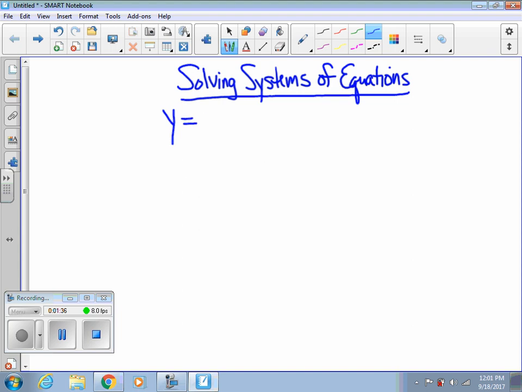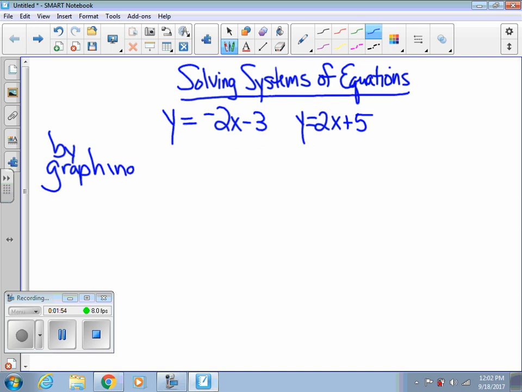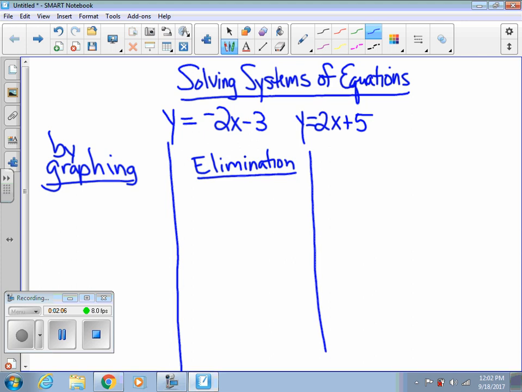So y equals negative 2x minus 3 and y equals 2x plus 5. We're going to do it graphically by graphing, by elimination, and by substitution.